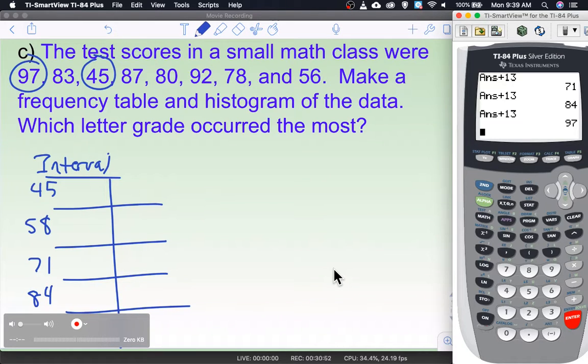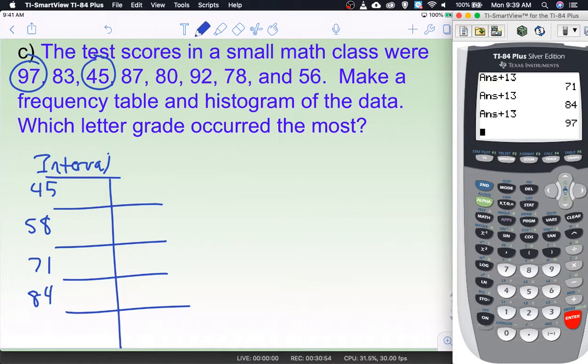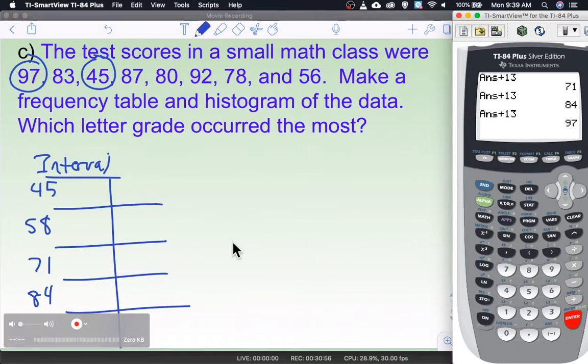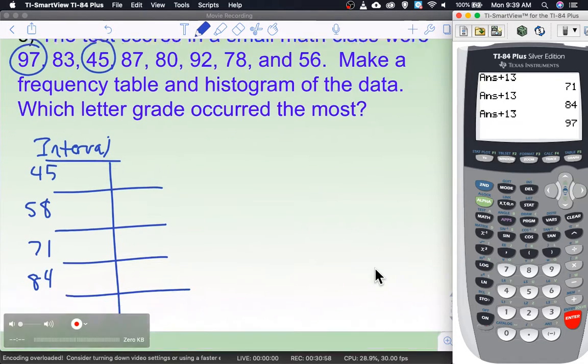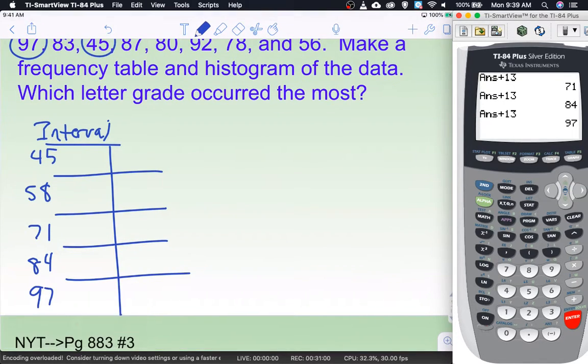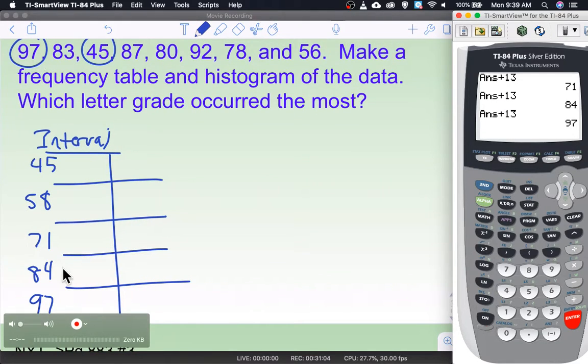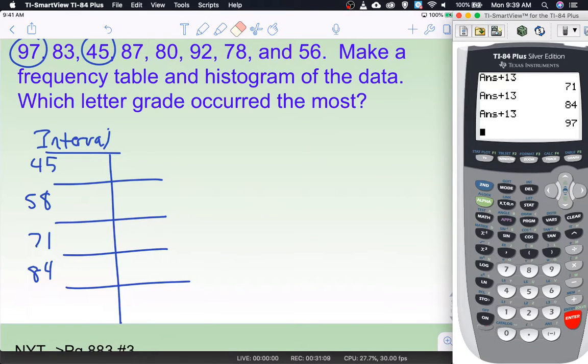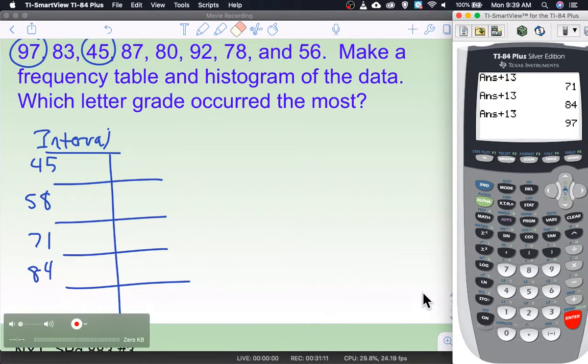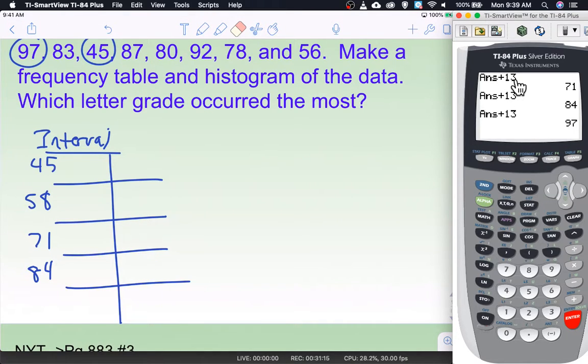Uh-oh. That's exactly the biggest number. That's not good, because I don't want to have a category that's just 97 and then a few more, that's only going to have one number in it. So maybe 4 categories wasn't the best. Or I could just make each interval a little bit bigger. Instead of making each interval 13 big, what if I make each of them 14 big? That would fix the problem.